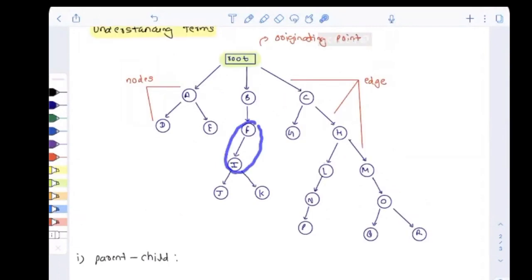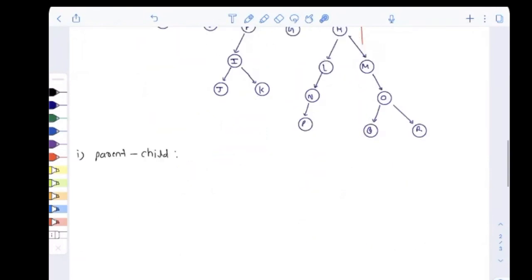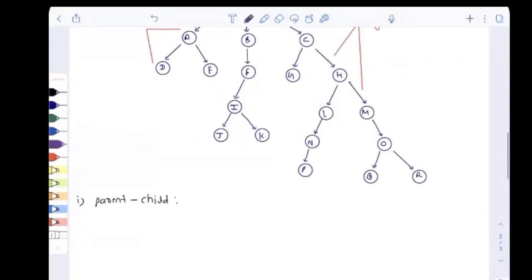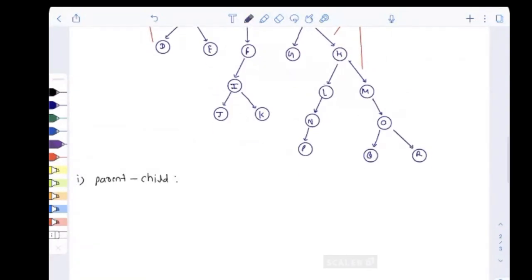Tell me, F is the parent of which node? If the link is like this, guys, F to I, that means the node above is the parent and the node below is the child of it. So the parent-child relation is easy to understand. I can give you some examples here. You just tell me yes or no if the statement is correct or not.